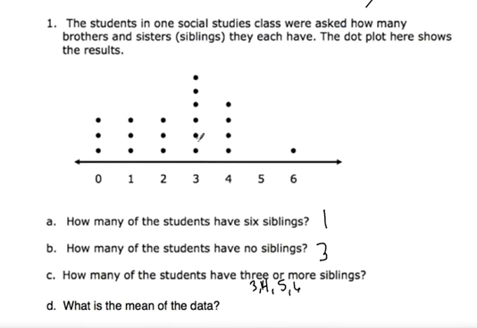So I'm going to count how many have 3. 1, 2, 3, 4, 5, 6. Then 1, 2, 3, 4 for 4. None of them have 5, and one of them has 6. So then I just add them up. 6 plus 4 is 10, plus 1 is 11.